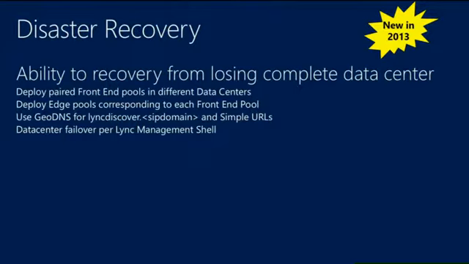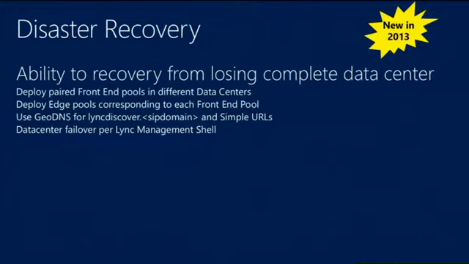Each of your edge servers is assigned to a specific front-end pool. So each of your edge pools is assigned to a specific front-end pool. If this front-end pool fails for whatever reason, the users will fail over to a paired pool, if you have the paired configuration. And this paired pool has the other edge server assigned, and they will get this new edge server assigned.